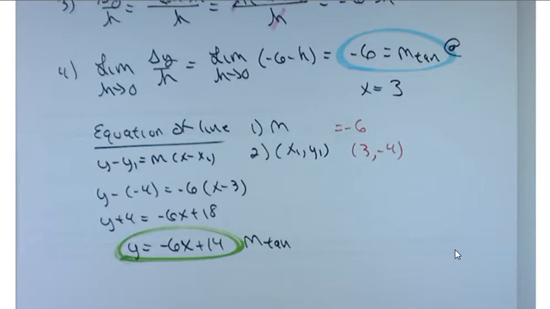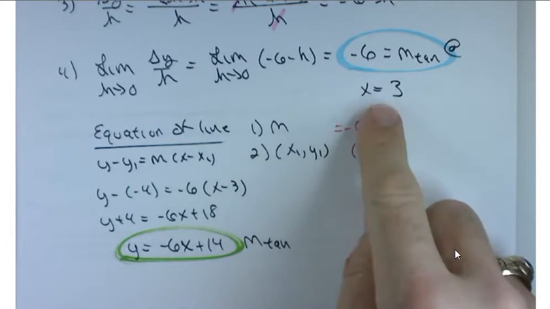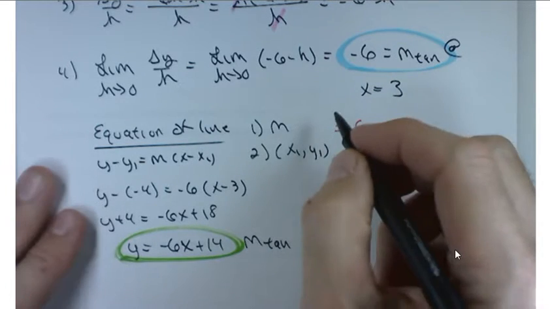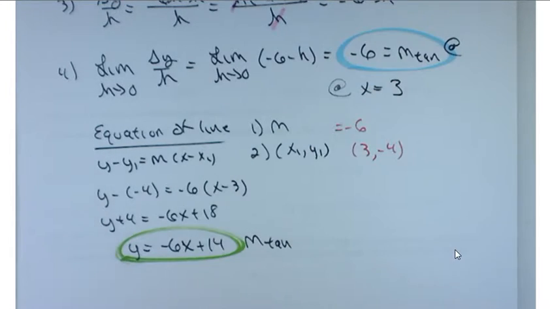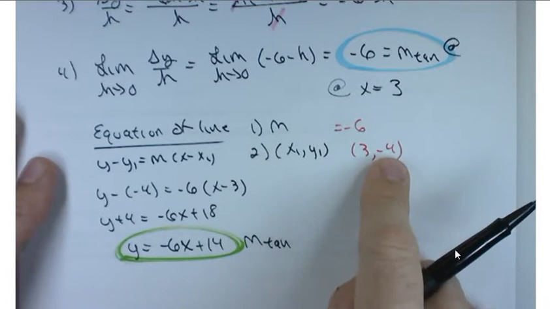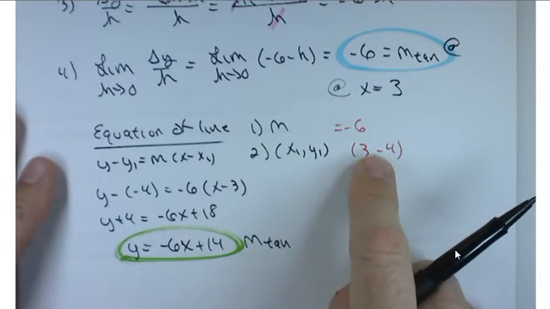Yes, sir. I guess I would write it as at x equals 3, because that's the x value where we found it. Or you could write it at, negative 3, or excuse me, 3 comma negative 4. So it's the tangent at that point. So you've got an x and y coordinate there.